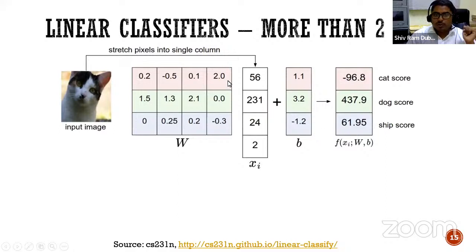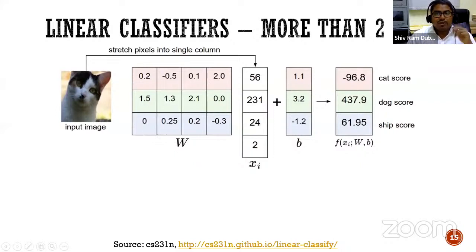The first row represents the classifier for the first class. The second row represents the classifier for the second class, and the third row represents the classifier for the third class. It means that if we have C number of classes, then we have to utilize C number of classifiers, and the number of rows in this matrix W will become C.